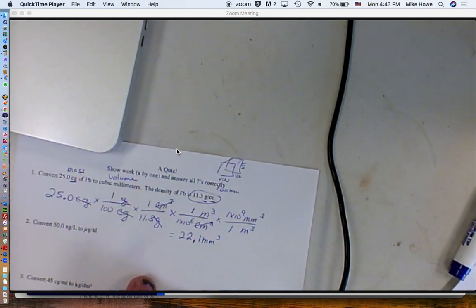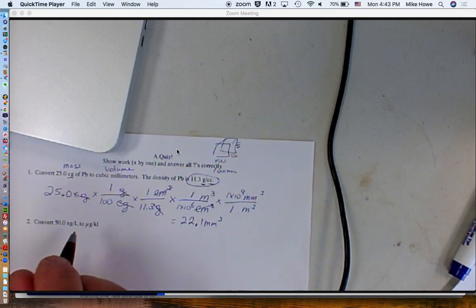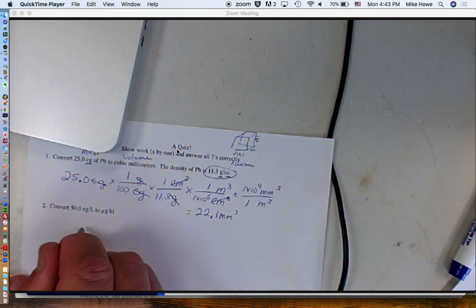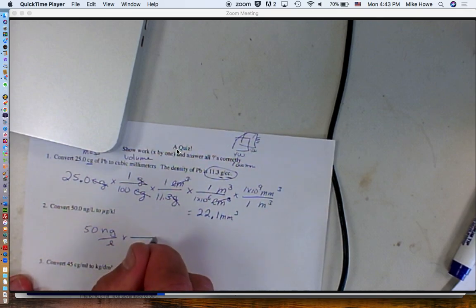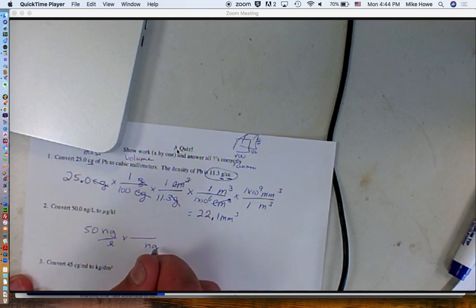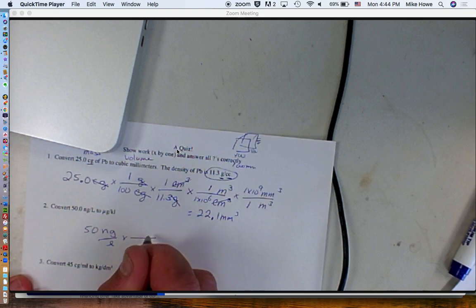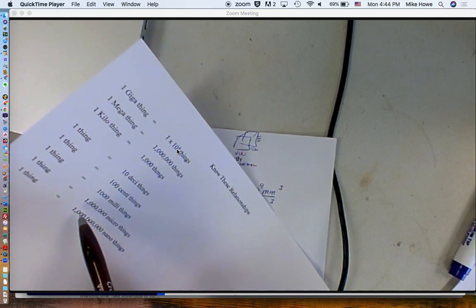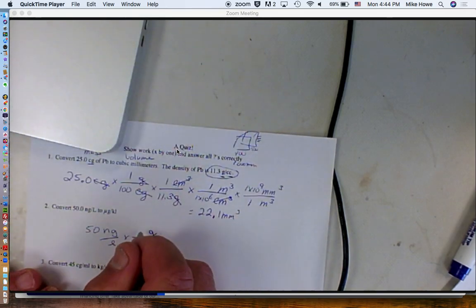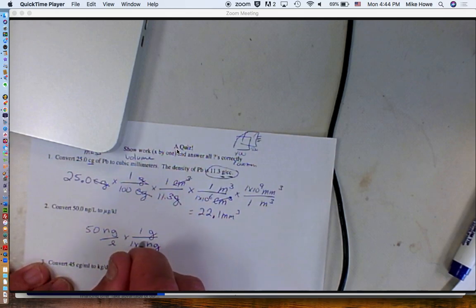Question number 2. You write down what you're given. So you got 50 nanograms per liter. You want to change nanograms to micrograms. So you know what, nanograms are going to go here. You could put micrograms here, but again, you probably don't know the relationship between micrograms and nanograms. So I'd go with what you do know because it's on the things list. So a gram is 1,000,000,000 nanograms. 1 gram, one thing, 1,000,000,000 nanothings. Okay, so 1 times 10 to the 9th.